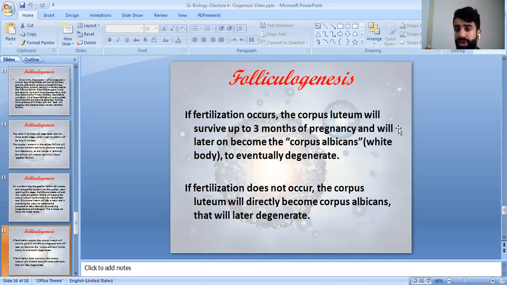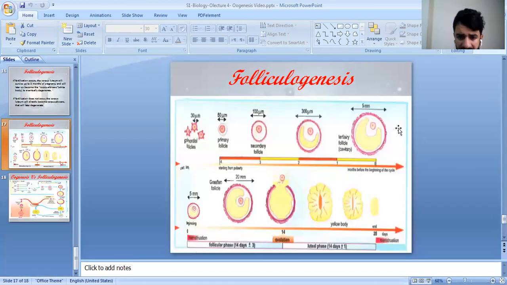If fertilization occurs, what will happen? The corpus luteum, which is the yellow body, will survive for 3 months. Okay? And then it will become what's known as the white body, corpus albicans, and degenerates. While if there is no fertilization, the corpus luteum directly will become corpus albicans, the white body, and later the white body will degenerate. Okay?